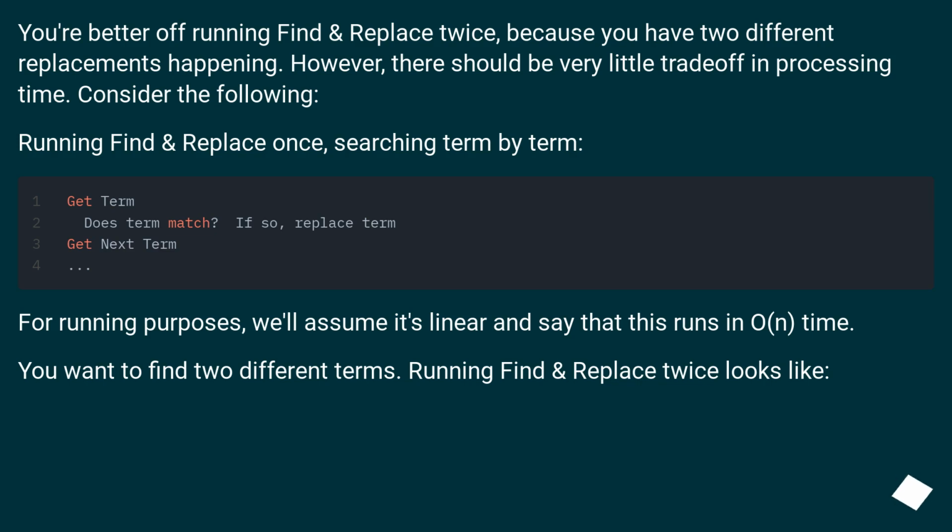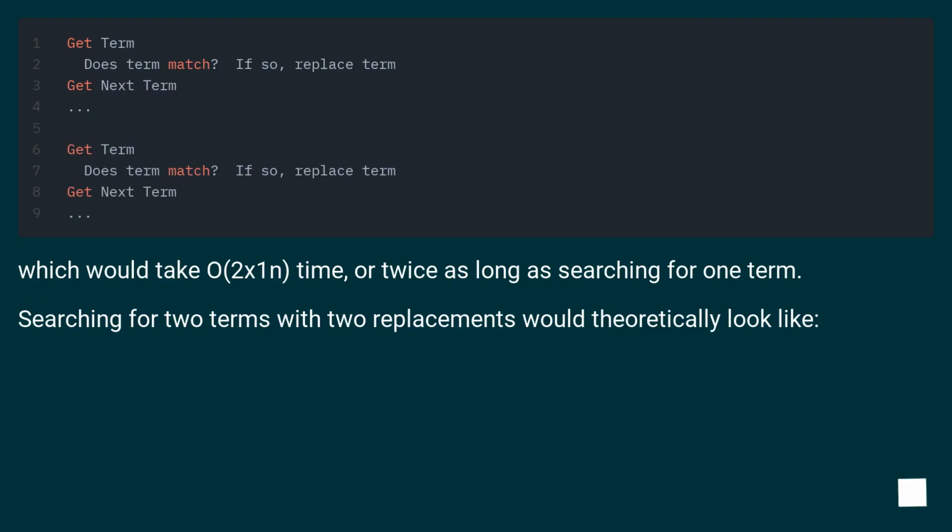You're better off running find and replace twice, because you have two different replacements happening. However, there should be very little trade-off in processing time. Consider the following. Running find and replace once, searching term by term, for running purposes we'll assume it's linear and say that this runs in n time. You want to find two different terms. Running find and replace twice looks like this, which would take O(2 x 1n) time, or twice as long as searching for one term.